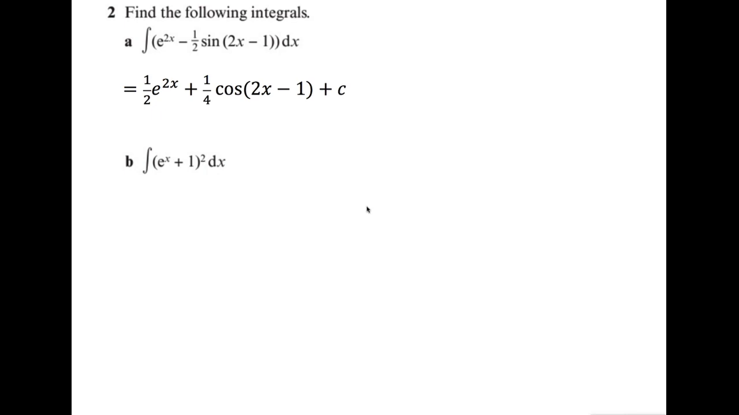Right, moving on to part B. So e to the x plus 1 all squared. Let's expand the brackets first. So there we are. I'm hoping you're happy with that.